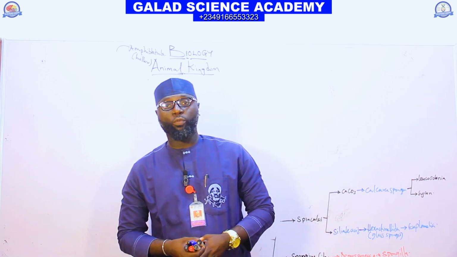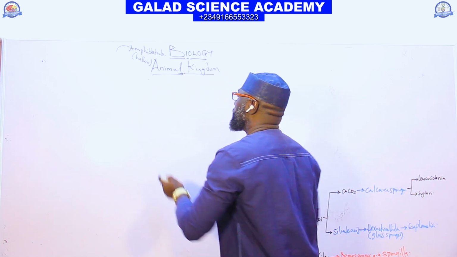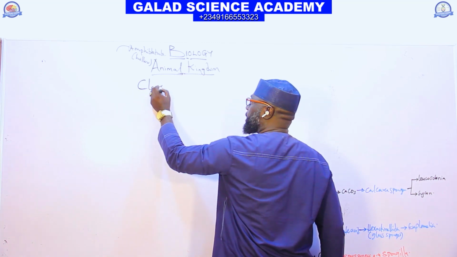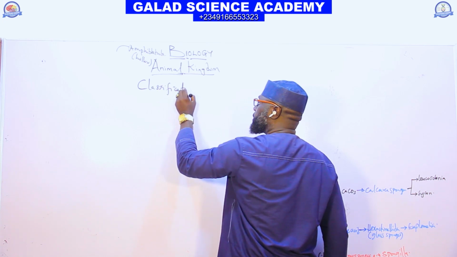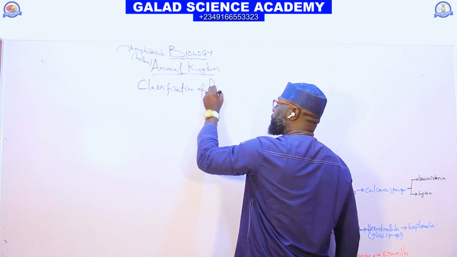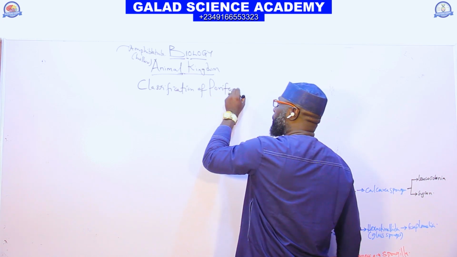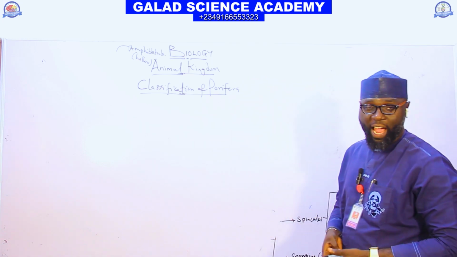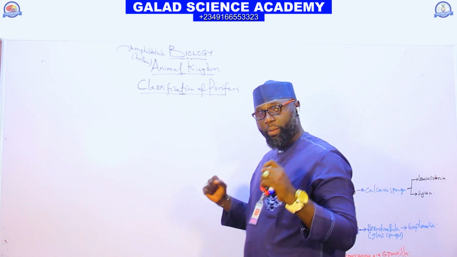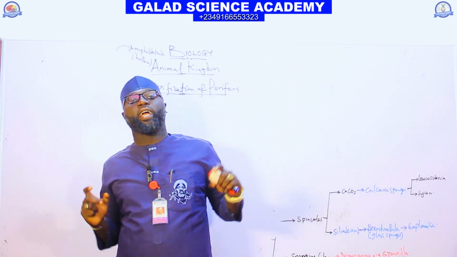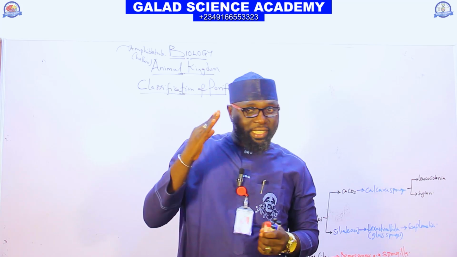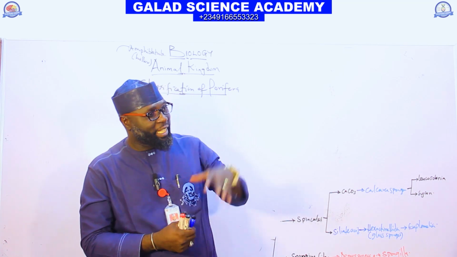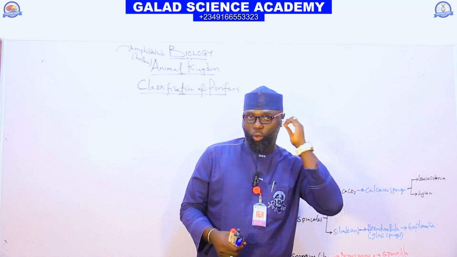The last aspect of Porifera now is the classification of Porifera. Porifera can be classified based on two criteria. The first one is in terms of the skeleton material they have. The second one is in terms of the body structure.